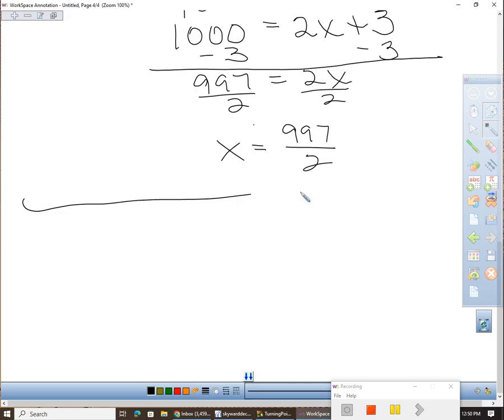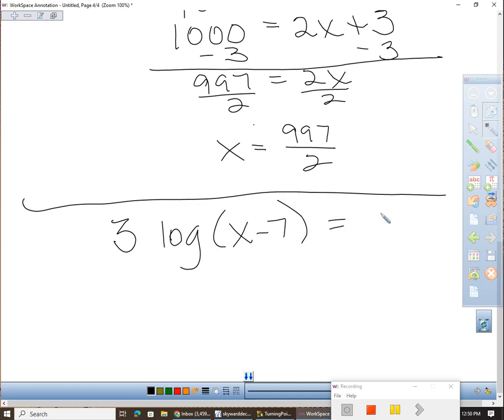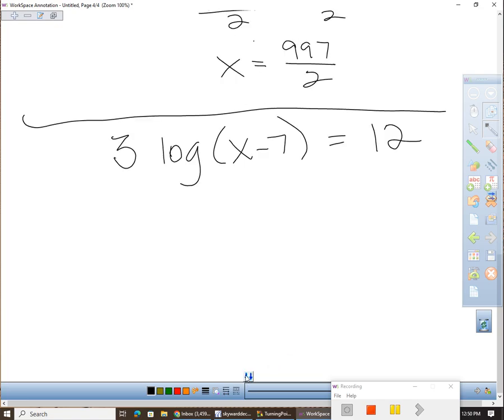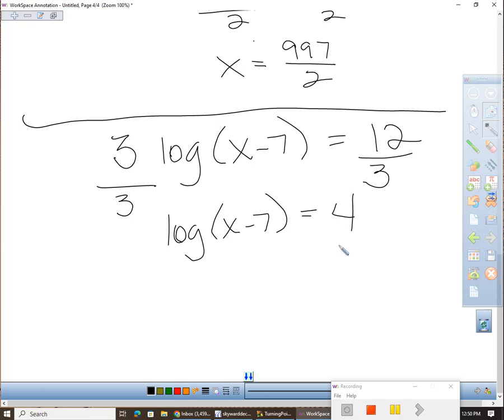One more. Let's see. How about if I have 3 log x minus 7 equals 12. All right, so is that log term all by itself right now? No. What do you think I have to do? Let's divide both sides by 3. So I get log of x minus 7 equals 4.